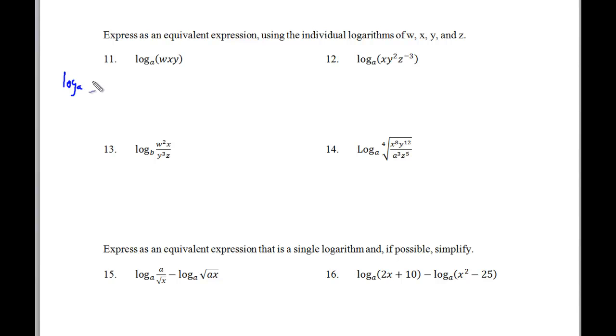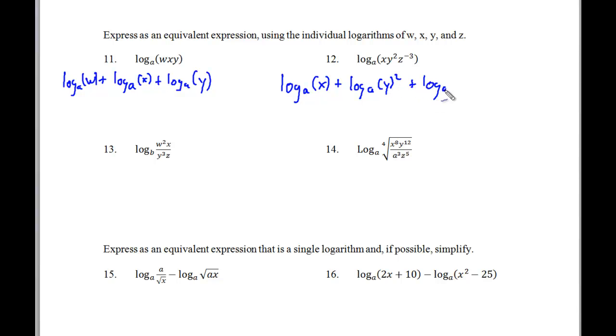Log base a of w. Now since we're going to use the product rule here, we can add then log base a of x plus log base a of y. And now what we're going to do is take this and break it up as well. I'm going to start a little bit over on my left so I can write a little bigger. Log base a of x plus log base a of y squared plus log base a of z to the negative third power.